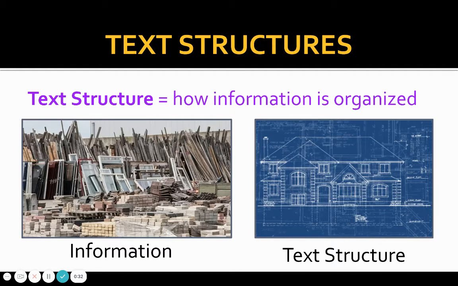Just like when you're writing an article, you can have very similar information, but how you organize it really affects the article. So today we are going to learn about 5 different common text structures, and we're going to start with the definition of each text structure. So this is for nonfiction, and we're talking about how information is organized.